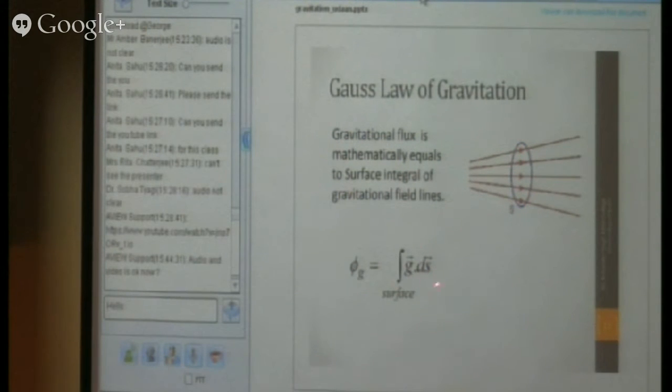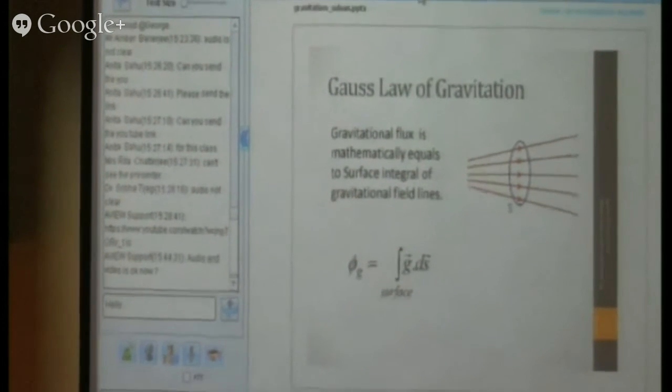And that small element we call ds, the surface element, if I multiply it by the gravitational field intensity at that point, and I integrate it over the whole surface, I will count the number of lines. I call this the gravitational flux. So this is a new quantity for you. Gravitational flux is basically the measure of the number of gravitational field lines, or in mathematical sense, you can say it is a surface integral of gravitational field intensity.